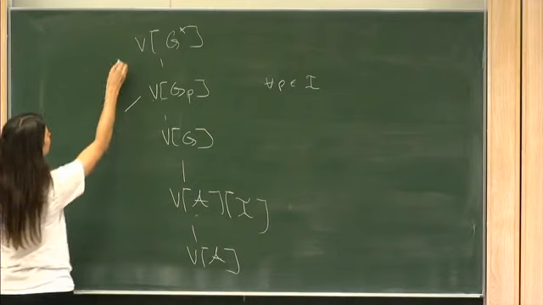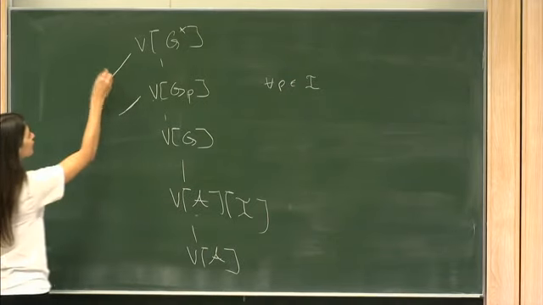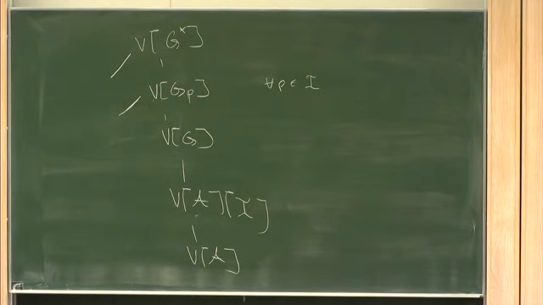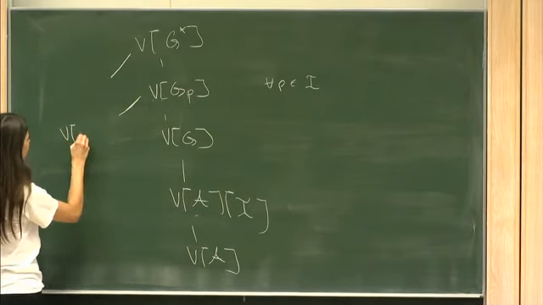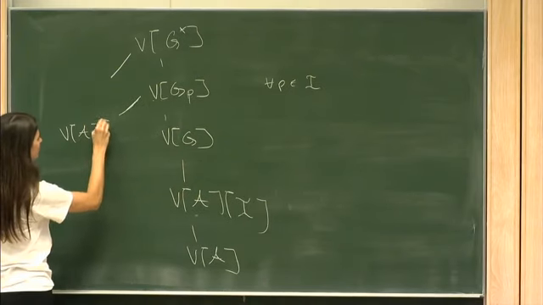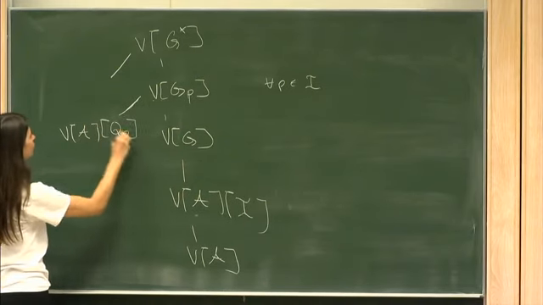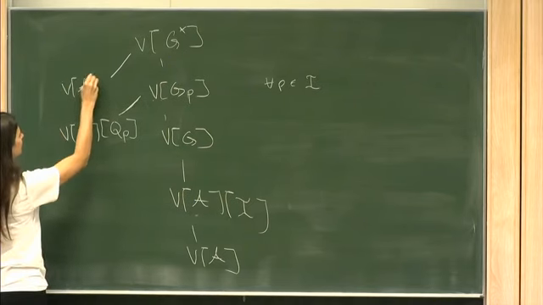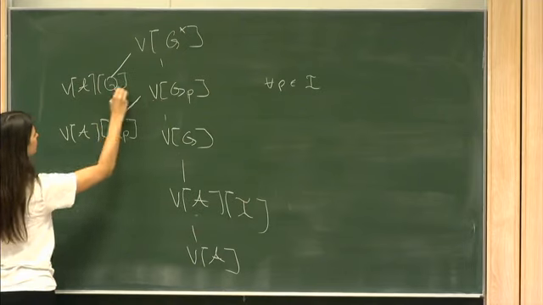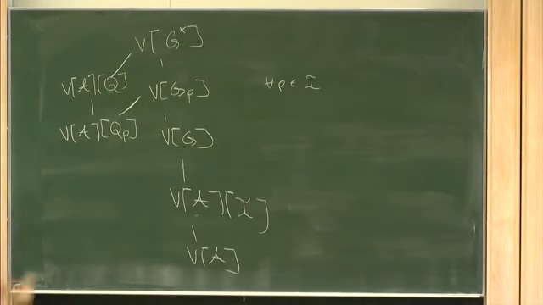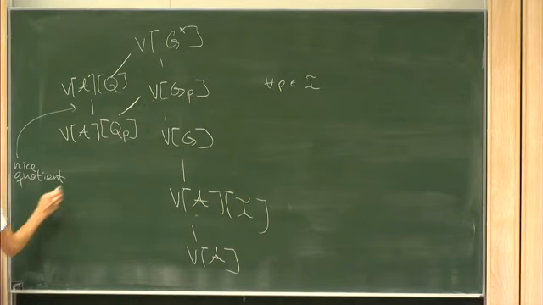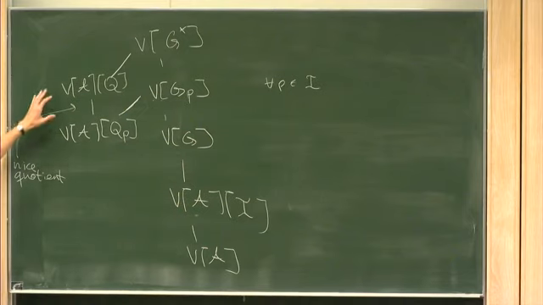both of these project, so VG star and VGP for every P in I, project to VA model QP, VA model Q, and there is a projection here, and this is the nice quotient. Okay, so this is the type of quotient for which I want to consider splittings. Okay, this quotient.